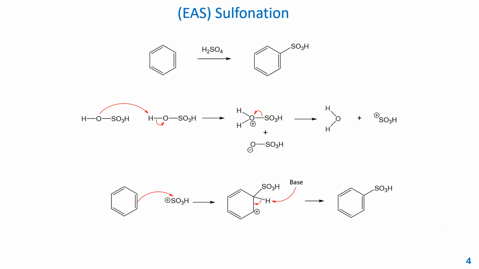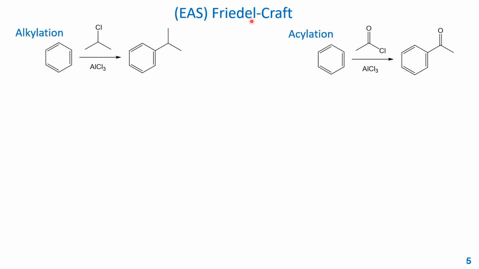Now, last example of EAS is the Friedel-Crafts reaction, which includes alkylation and acylation. In alkylation, the benzene reacts with the alkyl halide, most commonly a chloride, and aluminum chloride as a promoter, and then the product is alkyl benzene. In acylation, benzene reacts with the acyl chloride, and the promoter is the same, aluminum chloride, and the product will be a phenyl ketone here. First step is always generation of the electrophile.